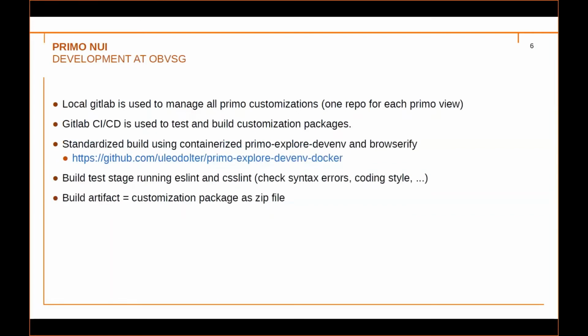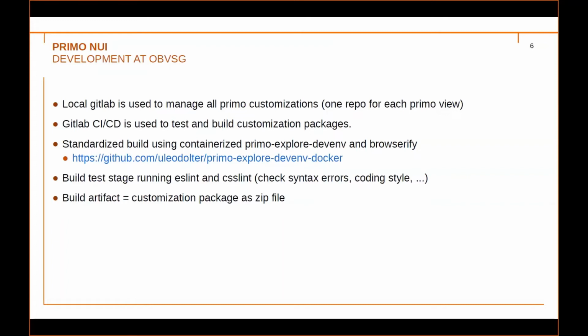Development at OBVSG is also maybe a little bit specific. We have a local GitHub installation where we manage all the customization packages. So we have about 50 of them in our local repo. We have also built continuous integration. So every package is tested against the style guides, for example, indentation or syntax errors or something like that. And the continuous integration also does the creation of the package.